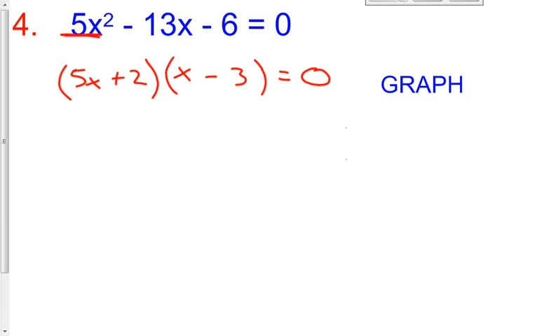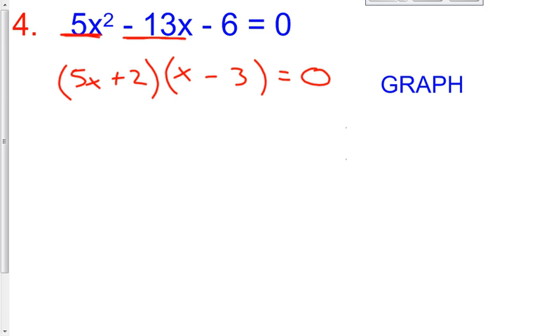Let's do a quick check. First times the first, 5x times 1x is 5x squared. We'll do the last times the last. 2 times a negative 3 is a negative 6. So now the outside and the inside terms have to give us this negative 13x. Negative 15x plus 2x is a negative 13x. So we got that one done correctly.